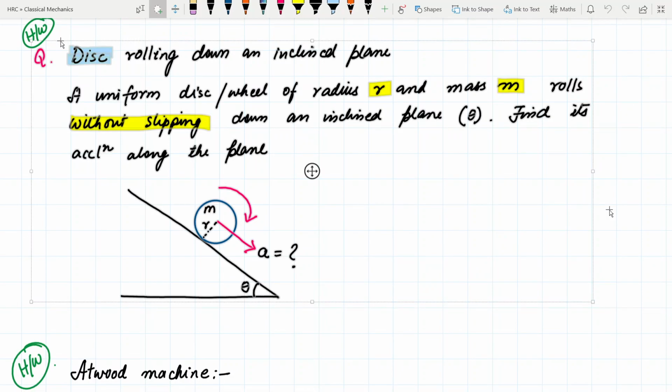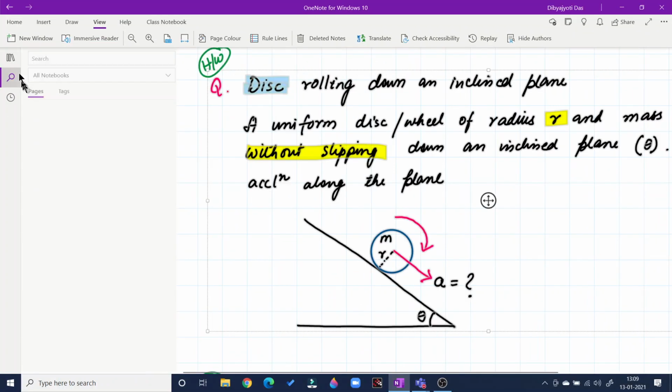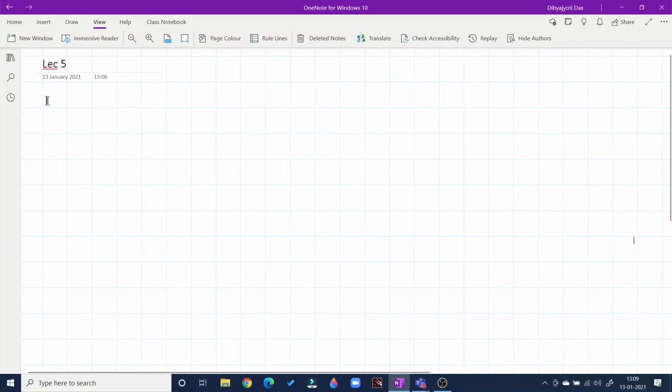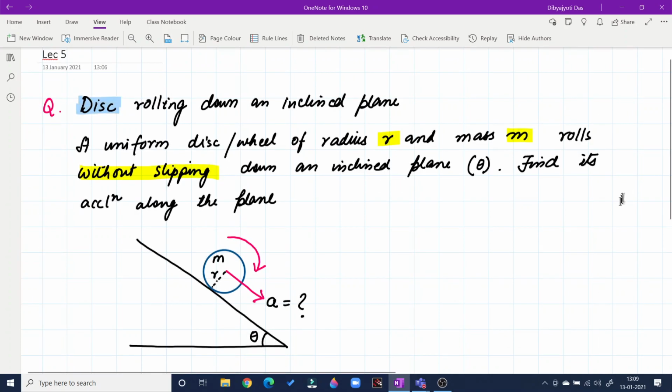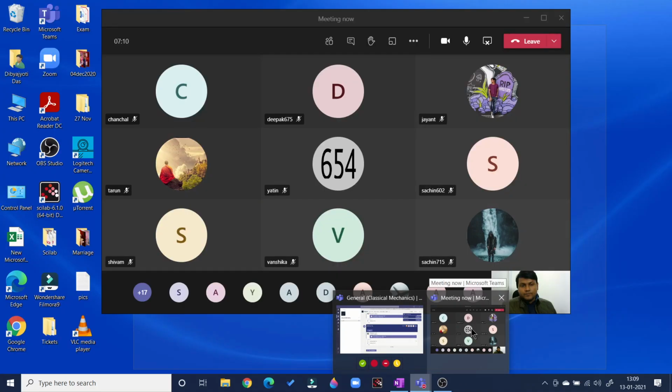Sir, for the disk rolling down the plane, the acceleration was 2 by 3 g sin theta. All right, good, that's correct. And did you do the other two? Sir, in the Atwood machine, in part A, the acceleration is (m1 minus m2) g divided by (m1 plus m2). That's correct. And part B? Sir, in part B it is (m1 minus m2) g divided by (m1 plus m2 plus mp by 2). In the denominator there is m1 plus m2 plus mp upon 2, right?